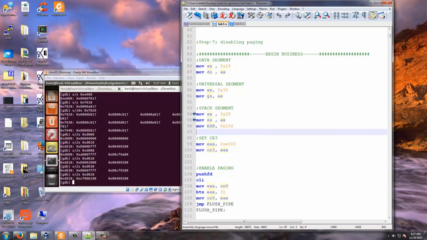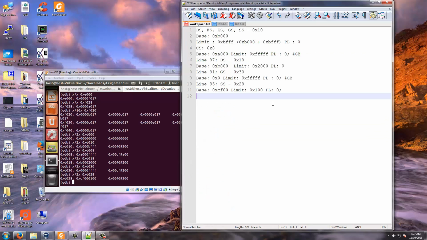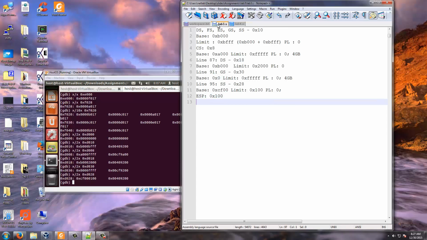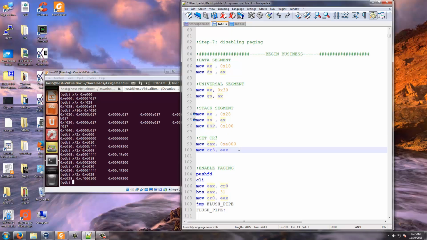Now let us go to the next line. So now we also set ESP as 0x100. So ESP now points to the limit of the stack. So when I am pushing, it is a growing down stack, so it will start working correctly.